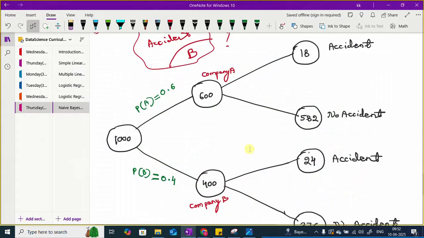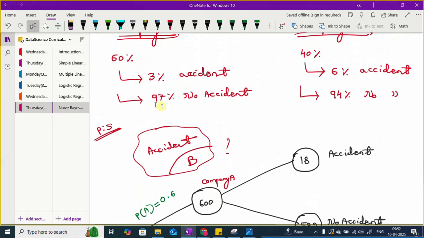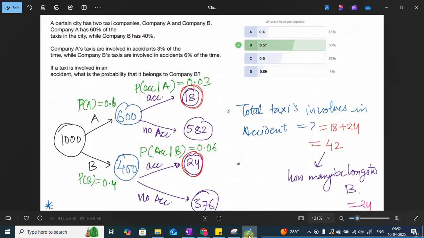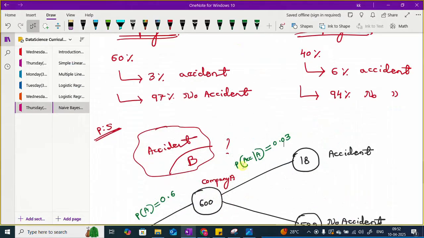Now, tell me, out of 600, 3% face an accident. So 3% means we figured it out, this is 18. Now, in probability terms, tell me the probability of facing an accident given that the taxi belongs to company A. That is how much? 3% means 3 divided by 100, nothing but 0.03. That is the probability. Yes or no? From the question I'm deriving in different terminology. If you are able to understand, it means you really understand my theoretical concept.